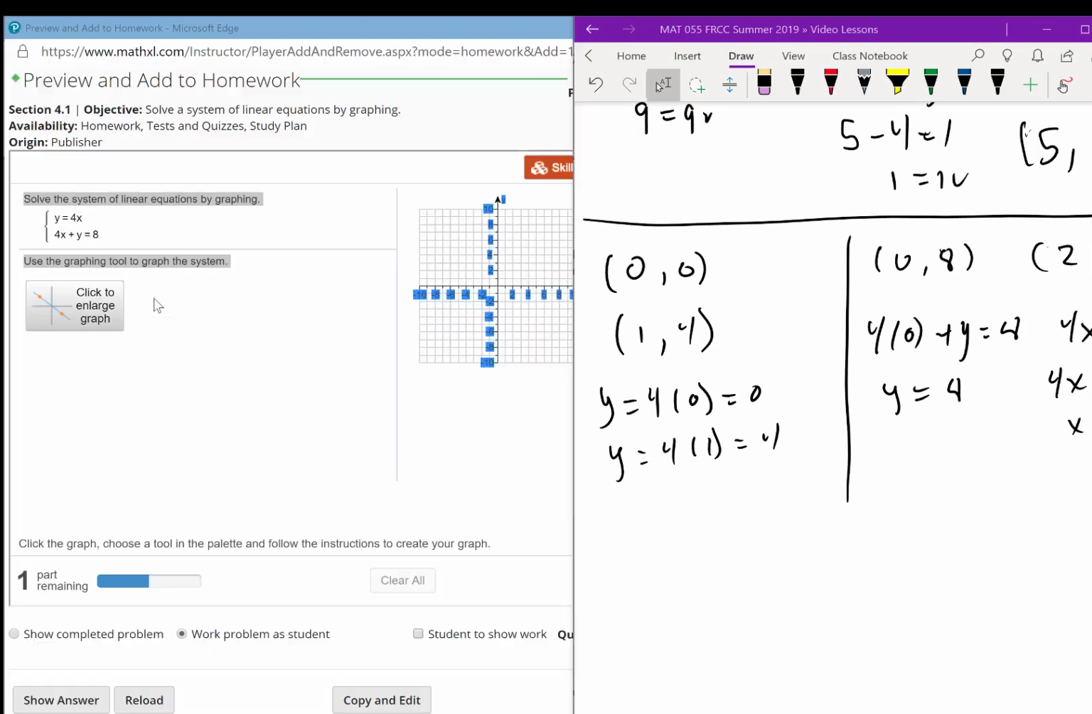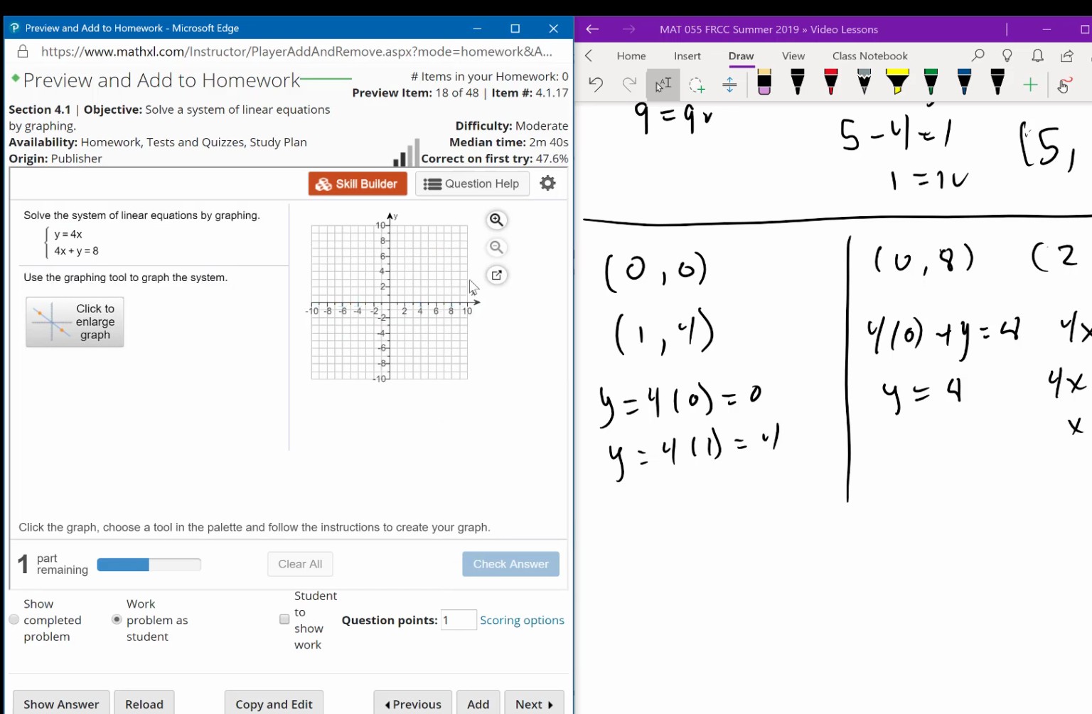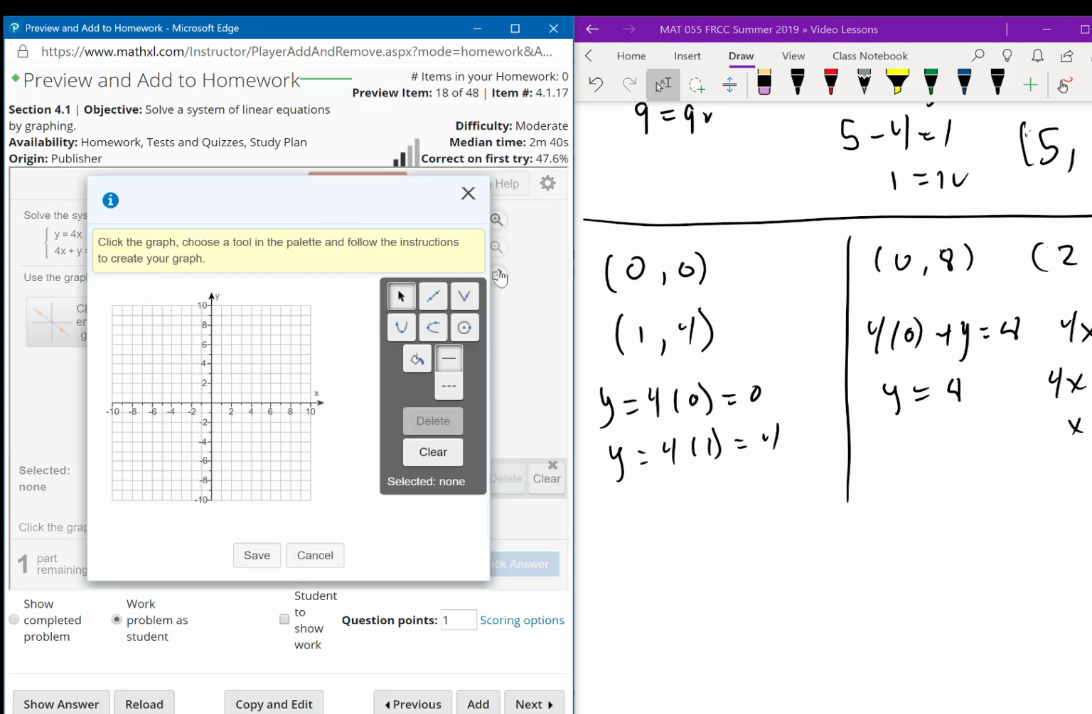So I'm going to come back over here. Again, let's make this a little bigger. So here we got 0, 0. So we'll start here. And then we got the point 1, 4. So we'll go there. Okay. And now we have the point 0, 8. And then the point 2, 0. Okay. So there we go.